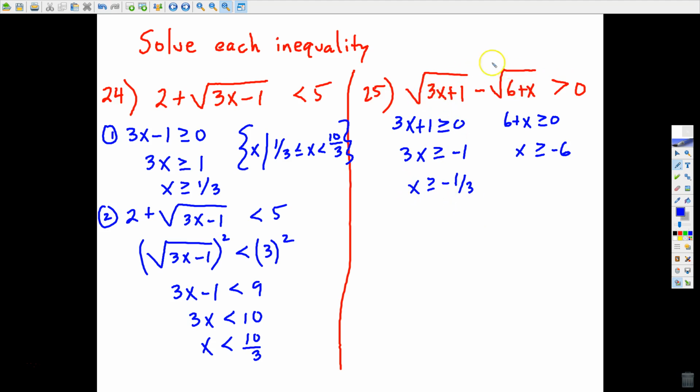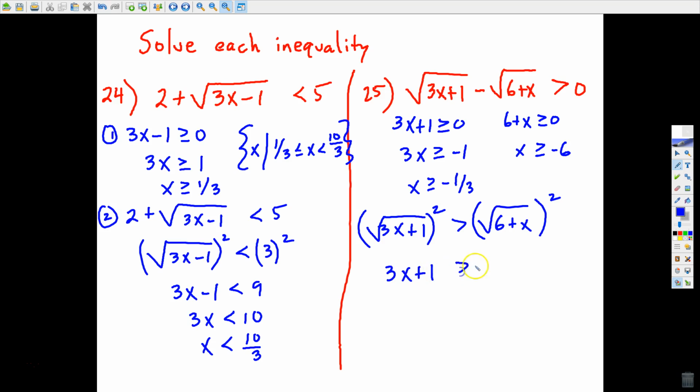Okay, so now let's separate these radicals. Let's put them on opposite sides. I can just add the square root of 6 plus x to both sides. Now raise both sides to the second power, square both sides. That gives me 3x plus 1 is greater than 6 plus x. Get the x's together. I'm going to subtract x from both sides. I'm going to subtract 1 from both sides. And I get x is greater than 5/2, or 2.5.